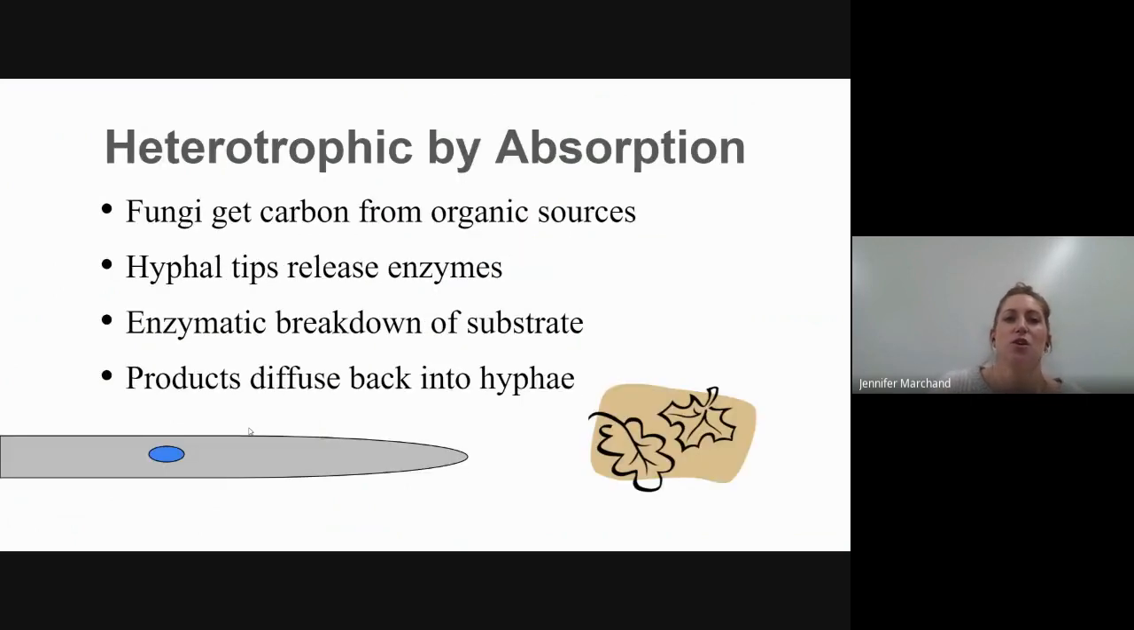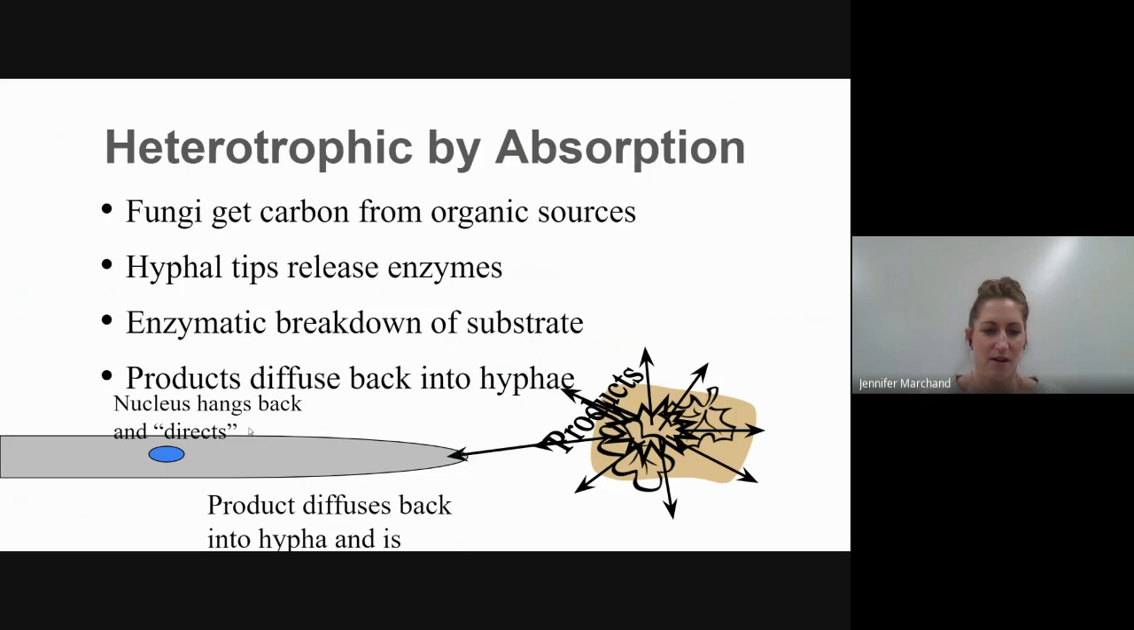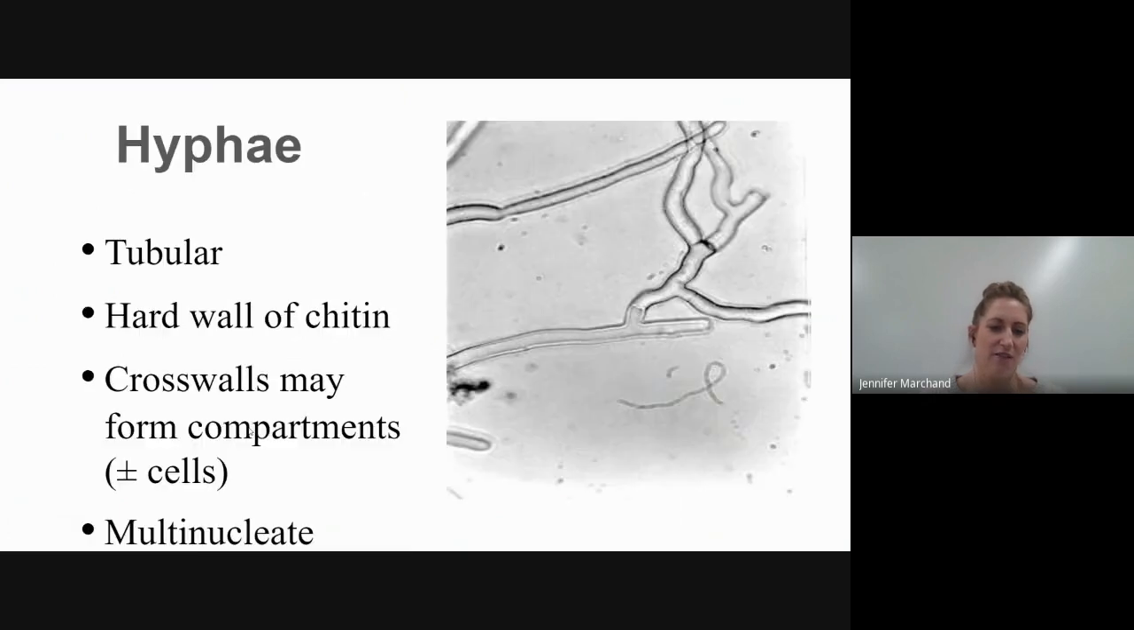Okay. So when you have heterotrophic fungi, they're going to get their carbon from other organic resources. So when you have dead, decaying leaves, you have dead and decaying animals, this is where the fungus comes into play, and they use their hyphal tips to release enzymes, and it starts to break down the substance. And then the products are then diffused back into the hyphae to help it absorb. Okay, so there go the enzymes. The products then diffuse back into the hyphae. There you go.